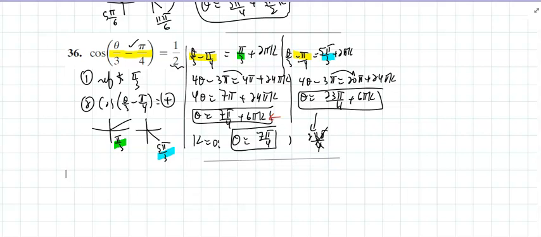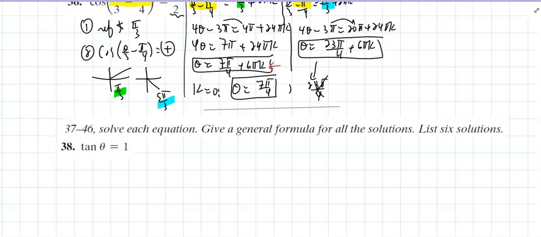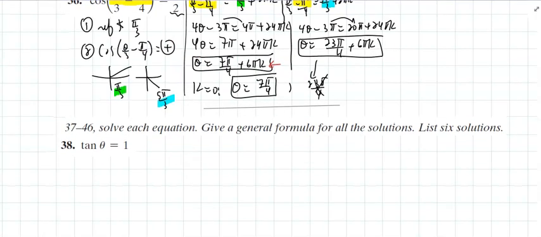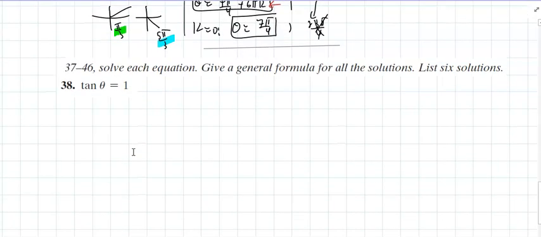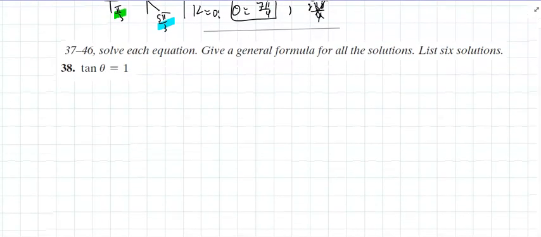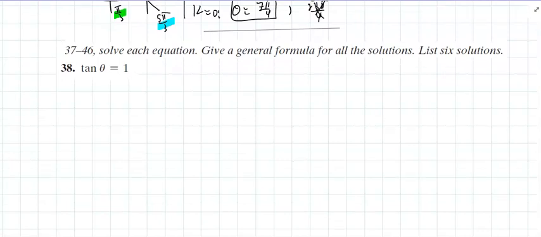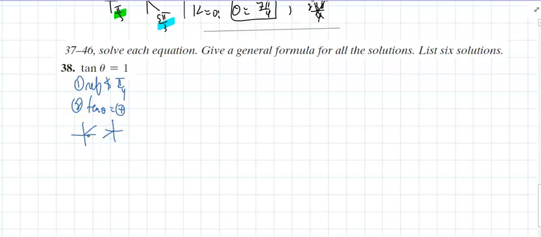Now I'd like to look at different problems. I'd like to look at the next set of problems, and those problems read, solve each equation. Alright, they want us to solve this. And they want us to find the general solution, plus list 6 solutions. Alright, so if we want to work this out, 1, the reference angle is pi over 4. Secondly, where does tan of theta equal positive? Well, that happens in quadrant 1 or 3, but we know the drill.